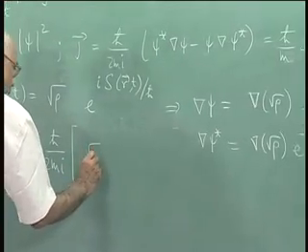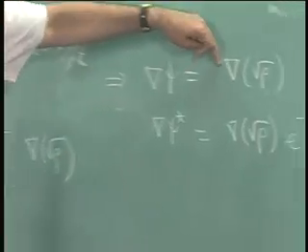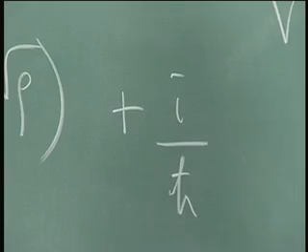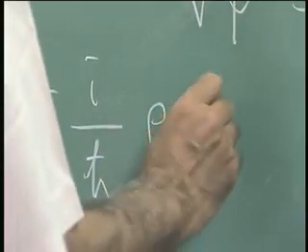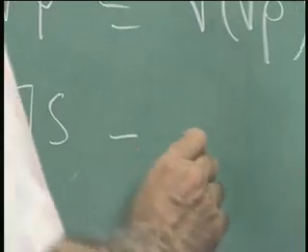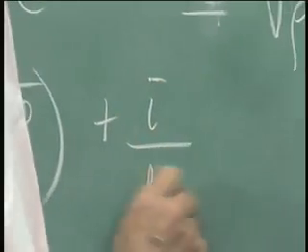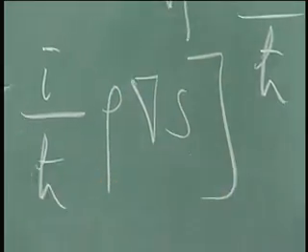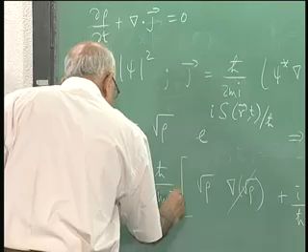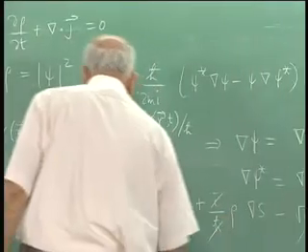So it says root rho grad root rho. If I multiply this by psi star, this phase factor cancels out, plus i over h cross rho grad s, and that cancels, minus root rho grad root rho plus i over h cross rho grad s here, and this term cancels out, and you get a 2i that cancels, this 2i cancels here against this, and this goes away here, and the h cross cancels out obligingly. So that gives us our result.